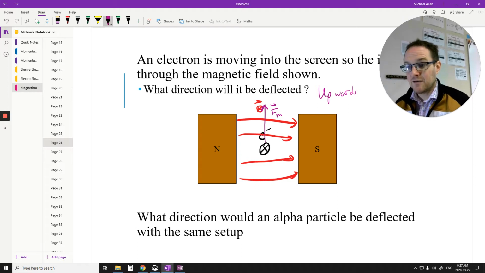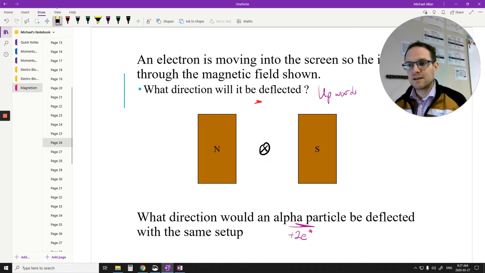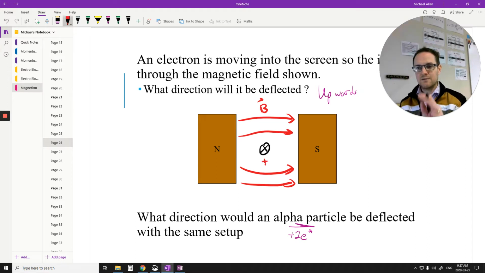Now, what direction would an alpha particle go? An alpha particle is a particle that's charged 2e plus, or sometimes you just put plus 2e. So it's a positive charge. So I'm just going to erase this here. The field's going to stay the same. I just had to erase some other parts here. So I still have the magnetic field going in this direction. That's my magnetic field. This is now a positively charged particle traveling into the page. So I want you to, if you haven't done it already, pause the video and try to determine what direction that's going. All right. So hopefully you tried that out.